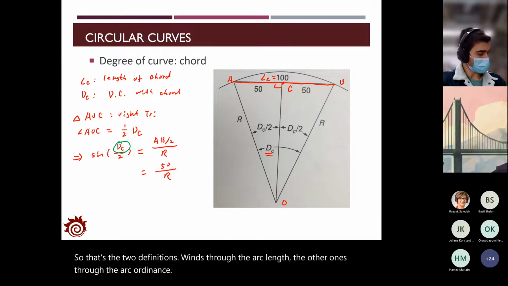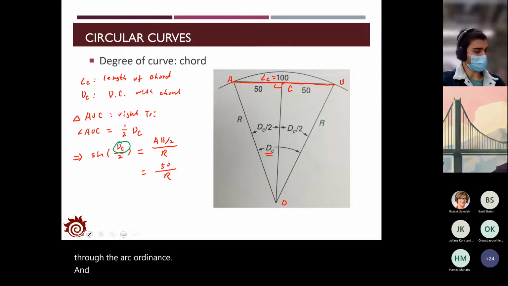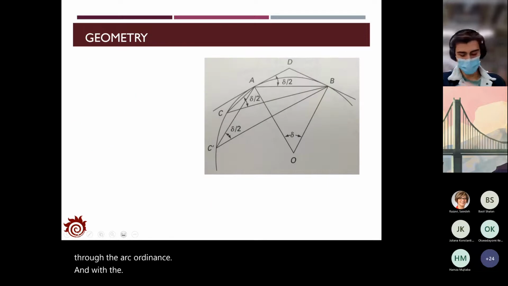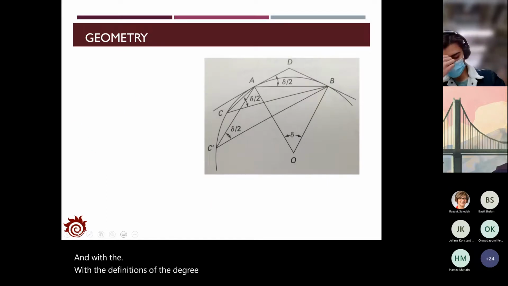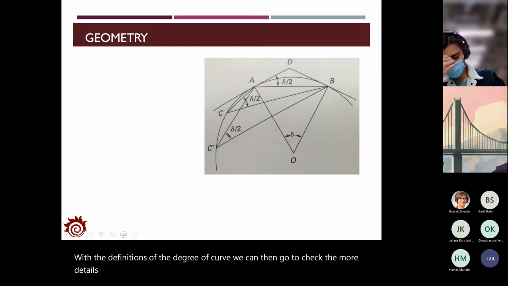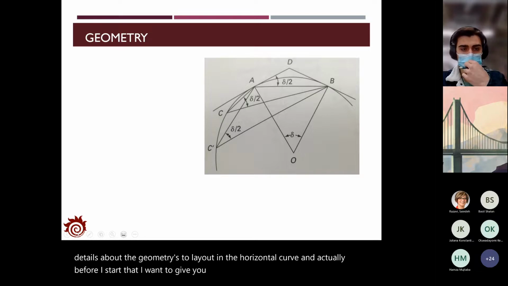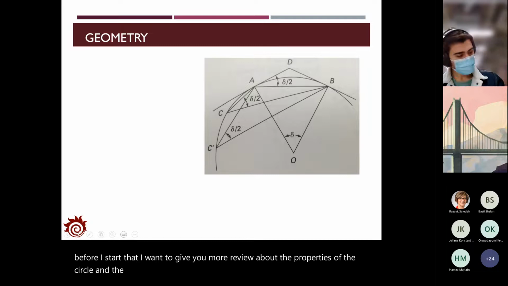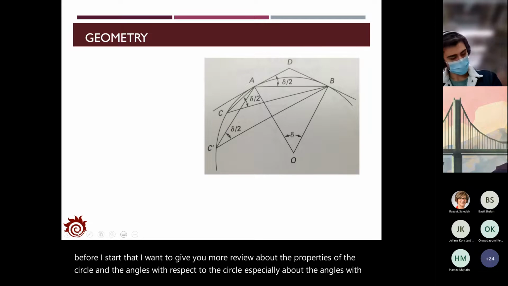And with the definitions of the degree of the curve, we can then check more details about the geometries to lay out the horizontal curve. Actually, before I start that, I want to give you more review about the properties of the circle and the angles with respect to the circle, especially the angles with respect to the arc and the chord.